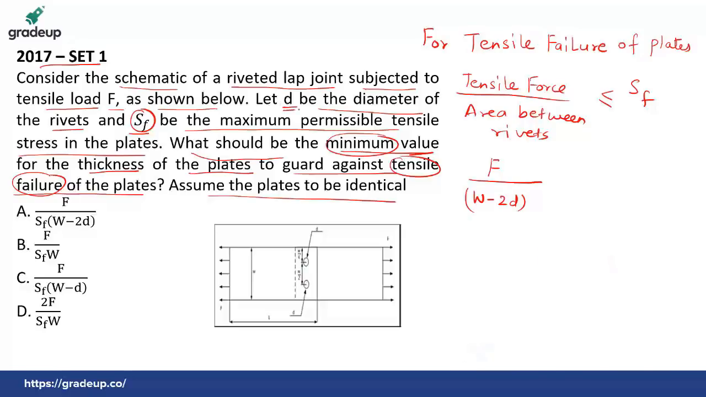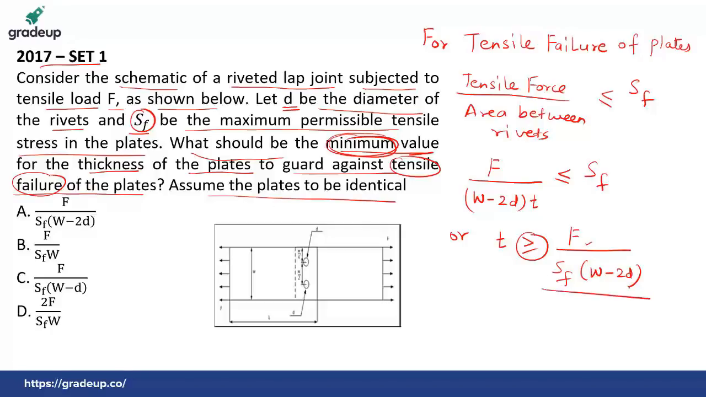Okay, it has given that D is the diameter and there are 2 rivets of such diameter. So it will be (W minus 2D) into T, that is the thickness, that is less than or equal to F upon S. Then T will be greater than or equal to F upon S into (W minus 2D). So it is coming as greater than or equal to, that means this has been asked as the minimum value. So the minimum thickness comes out to be F upon S into (W minus 2D). So the correct option is option number A.